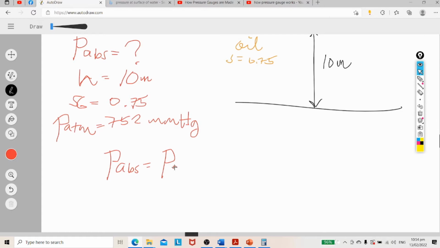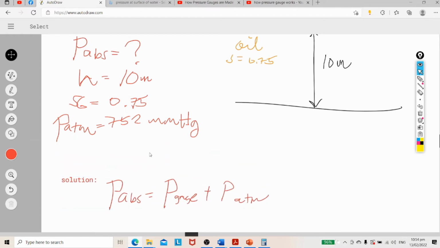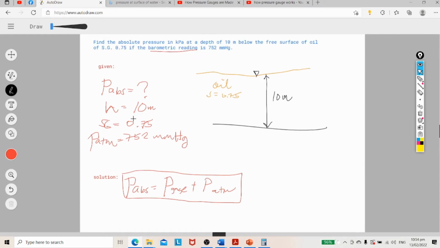So, from the formula, P absolute is equal to P gauge plus P atmospheric. Wait, sulatan ko lang siya na solution. Solution. Yan, perfect. Tapos, ibaba ko lang siya dito para hiwalay naman siya. O yan, back. Tapos, i-zoom out ko lang. So, this is the main formula na pagtutuusan natin para malaman nga natin si absolute pressure. So, isa-isahin natin tong given.